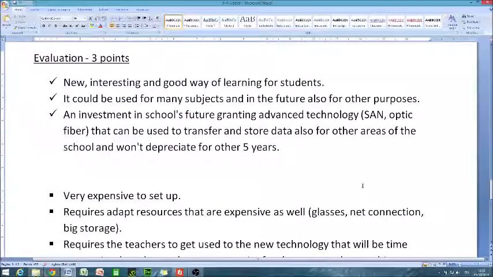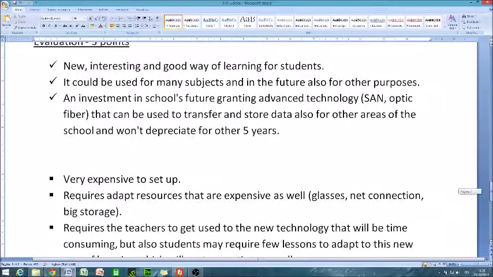The first one is that this technology is new, interesting, and it represents a good way of learning for the students. It could also be used for other subjects, and in future it can also be developed for other purposes. It's an investment for the school's future, granting advanced technology such as storage area network and optic fiber that can be used to transfer and store data for other areas of the school, and this technology won't depreciate for the next few years, let's say about 5 years. However, it's very expensive to set up.